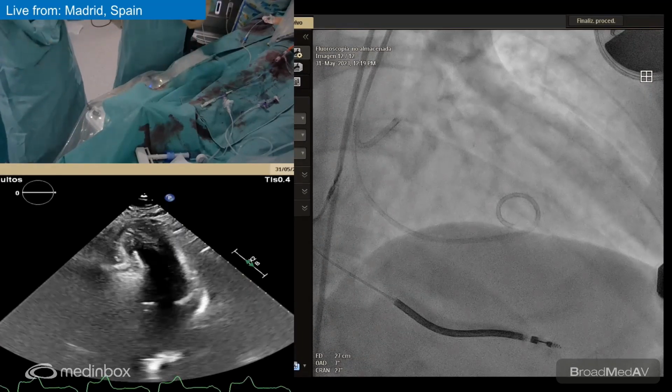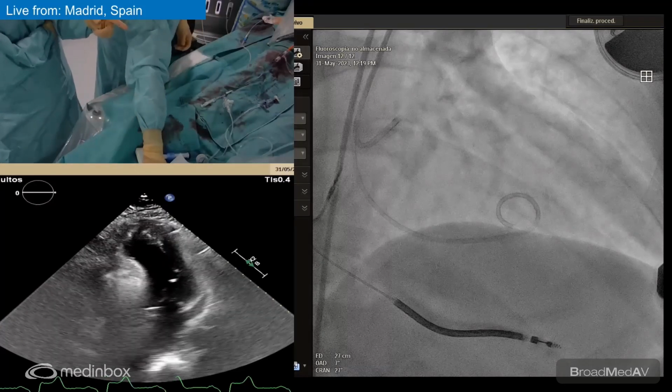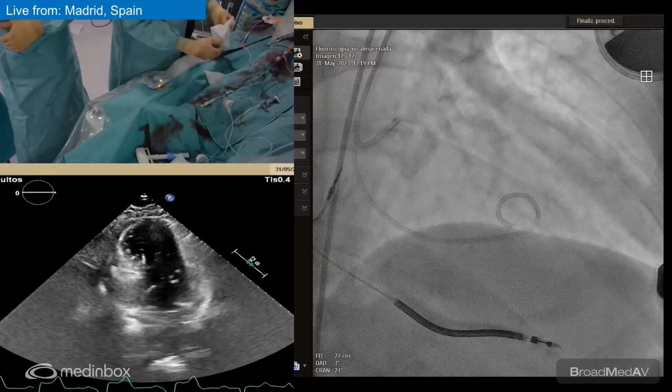Okay, so we have the countdown here. From now, 10 minutes with the balloon inflated, and then we can move to the next septal.